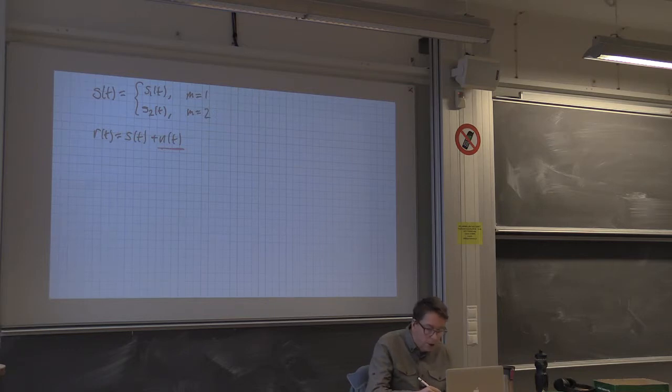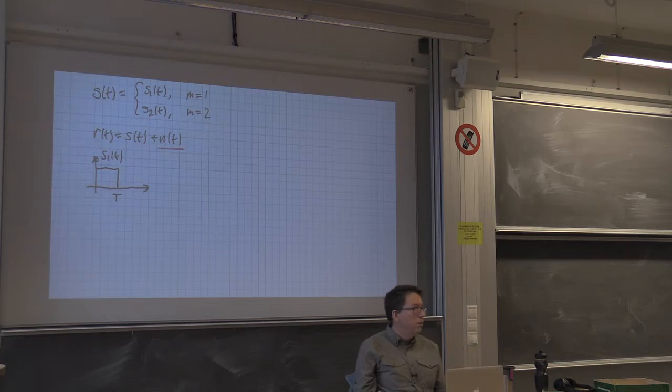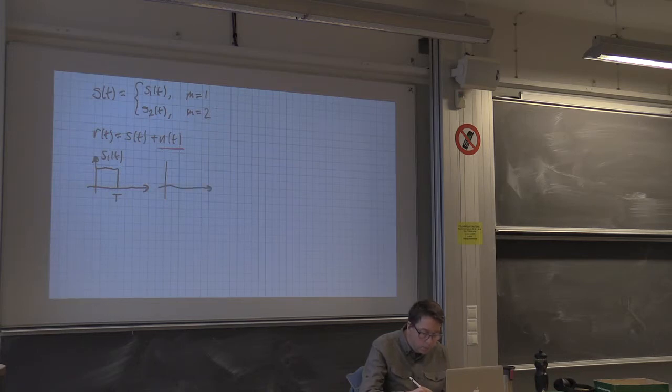Now, suppose the transmitted signal looks something like this. We have signal alternative 1, S1, which is simply a positive pulse like this, with some amplitude and some duration T. And then S2 is the same thing, but a negative pulse of duration T. So some amplitude A for S1 and some amplitude minus A for S2.